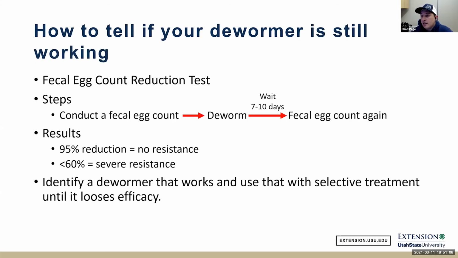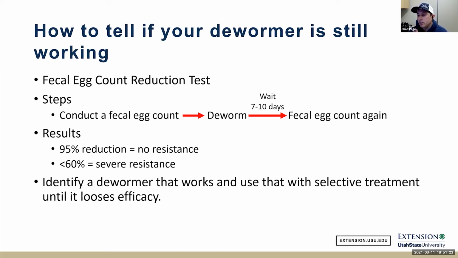So how do we tell if this dewormer is actually working? Well, going back to those fecal egg counts we talked about, we can do a fecal egg count reduction test. So we can sample 10 ewes in our flock. We can send off to do fecal egg counts. We can deworm those ewes with maybe an ivermectin, whatever dewormer we're using.